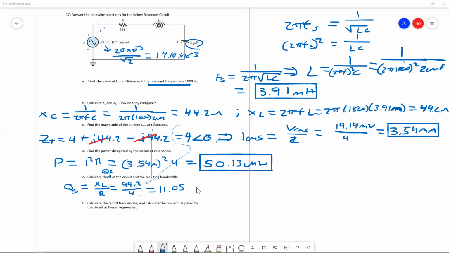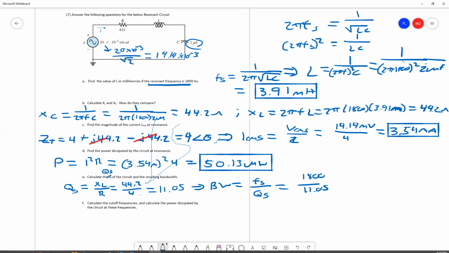So your next step is just to take that and plug it into the bandwidth equation. BW is equal to the resonance frequency over QS. So that's 11.05 over 1800, which will give us roughly 162.9, and that is in hertz again. Bandwidth is in hertz.